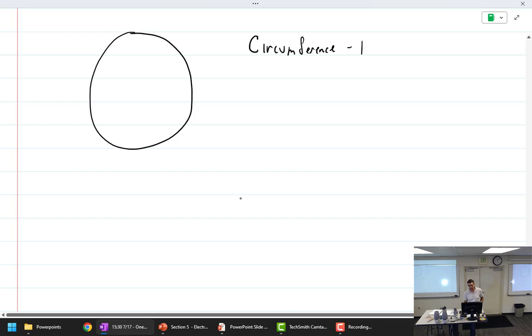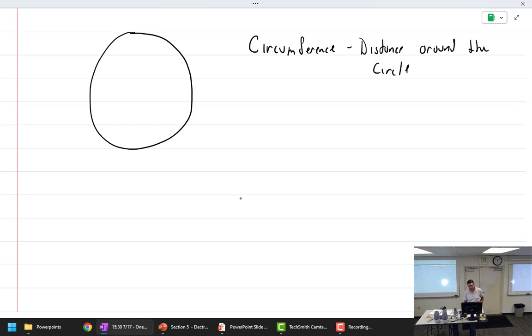All right, but circles. So we have a circle. Let's draw a circle. So circumference, let's start with that. Circumference is the distance around the circle. And the circumference equals the diameter times pi.